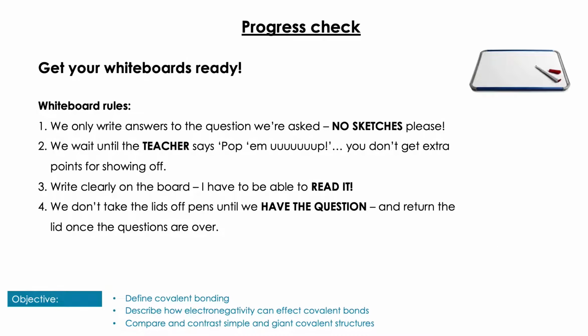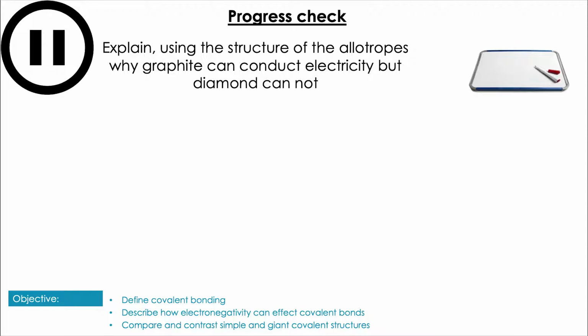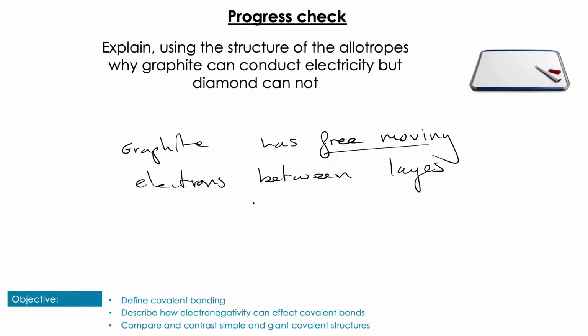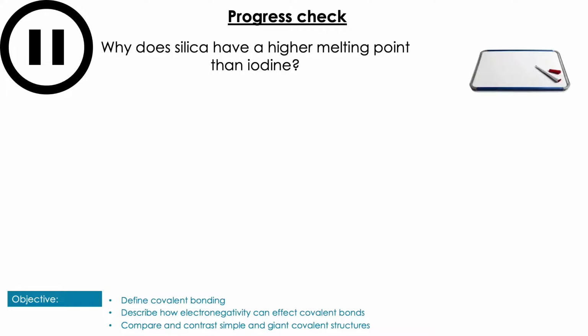Before we finish up then, let's get our whiteboards ready and try some questions. Firstly, explain using the structure of the allotropes why graphite can conduct electricity but diamond cannot. Pause the video to have a go at that. Pop 'em up! So hopefully remembering that graphite has free moving electrons between its layers, which allow it to carry charge. Next question, why does silica have a higher melting point than iodine? Pause the video to have a go at that.